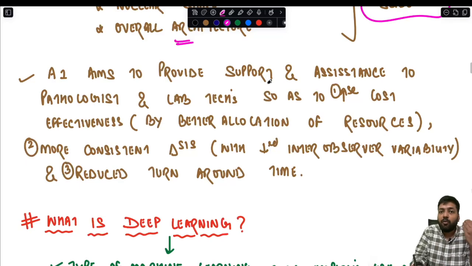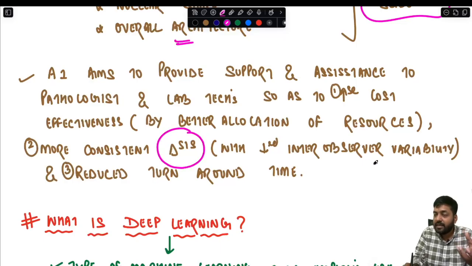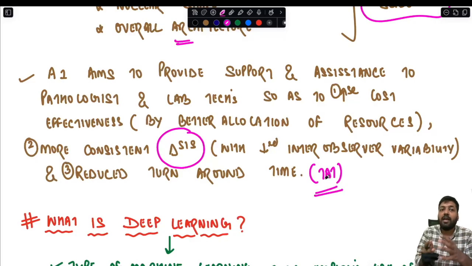AI aims to provide support and assistance to pathologists and laboratory technologists so as to increase cost effectiveness. How? By better allocation of resources. Secondly, more consistent diagnosis by decreasing the inter-observer variability. And thirdly, by reducing the turnaround time, that is TAT. So this is how they are helping the pathologist and the lab techs.